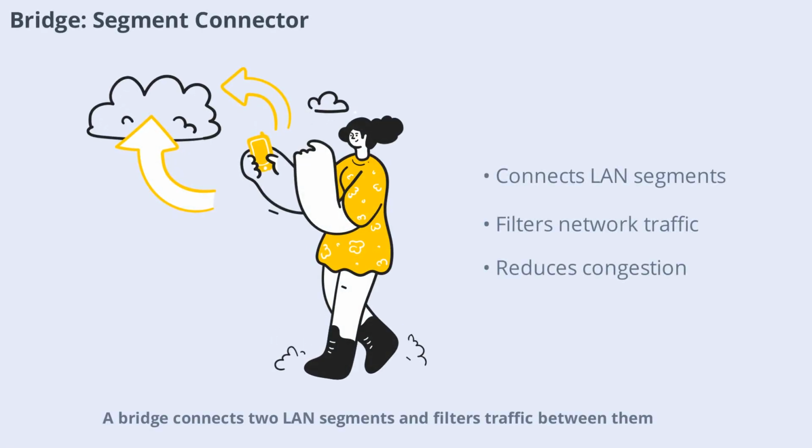A bridge connects two LAN segments and filters traffic between them. By dividing a network into segments, bridges help reduce congestion and improve performance. They are useful for managing large networks and ensuring efficient data flow.